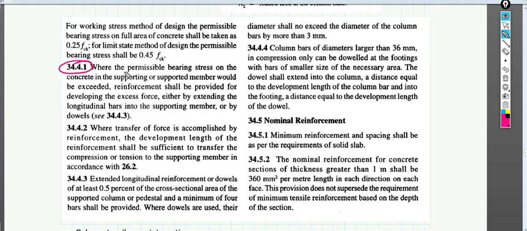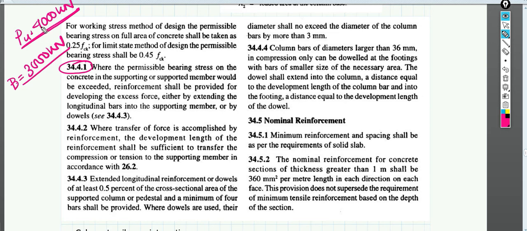34.4.1 says that where the permissible bearing stress on the concrete in the supporting or the supported member would be exceeded, reinforcement shall be provided for developing the excess forces. That means, suppose in your case, Pu is the load, which was 4000 kilonewton. This is the load that is coming to the column, and the permissible bearing force, suppose you got 3000.